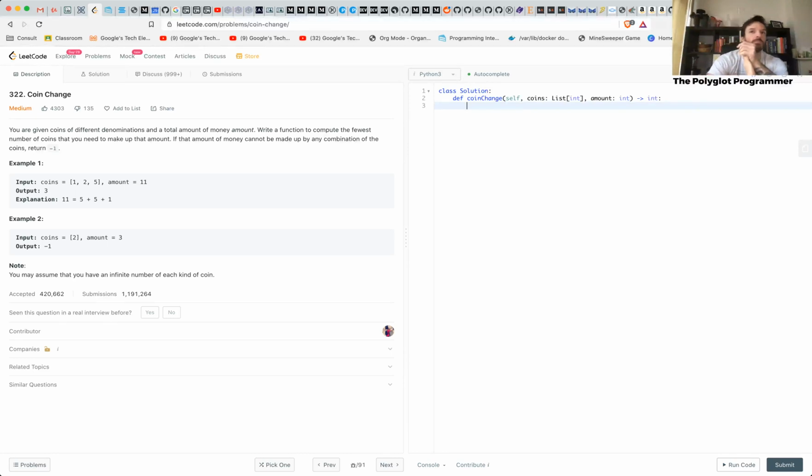So, okay. The first time I read this problem, I said, okay, this is easy, right? I can just divide my amount by the highest coin, and then keep doing that until I reach zero, or I never reach zero, and then I return minus one. That could work, but that's not going to give you the minimum amount of coins, because there are some situations where you might end up with more coins than you should have.